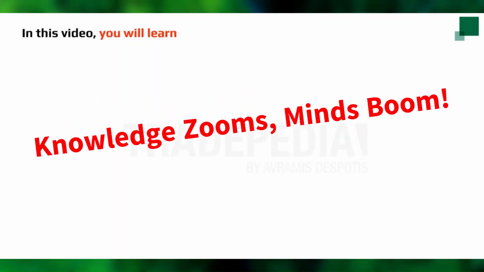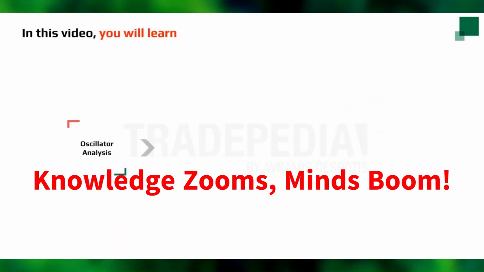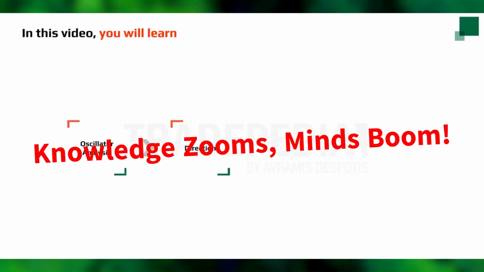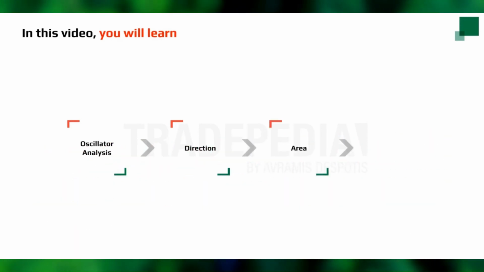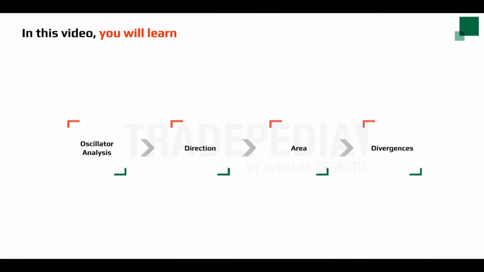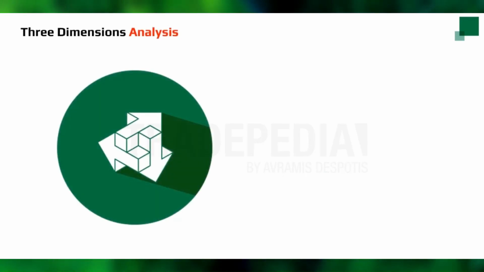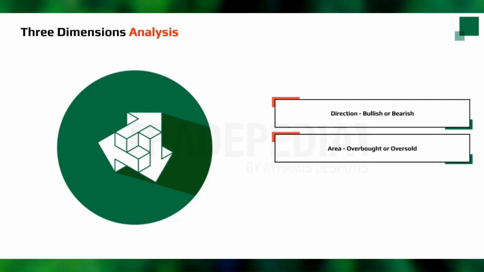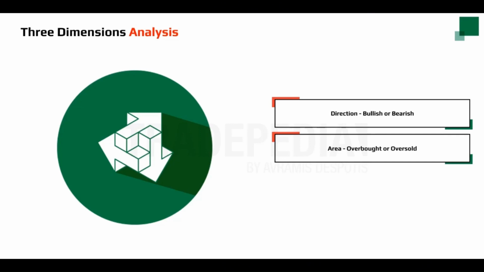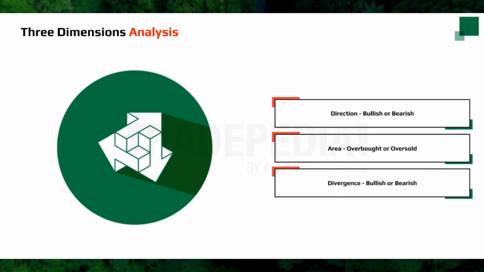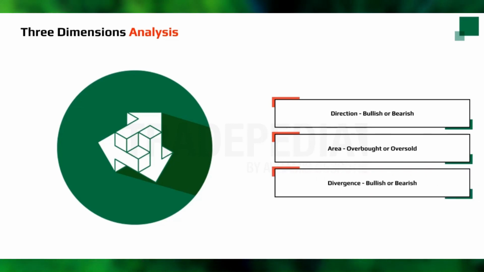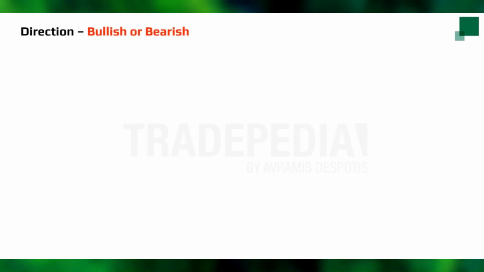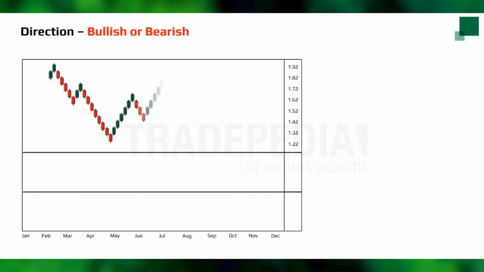In this video, you will learn how oscillators are analyzed: direction, area, and divergences. Oscillators are analyzed in 3 dimensions: direction, whether it is bullish or bearish; area, whether it is overbought or oversold; divergences, whether it is bullish or bearish. Let's look at the direction of the oscillator.